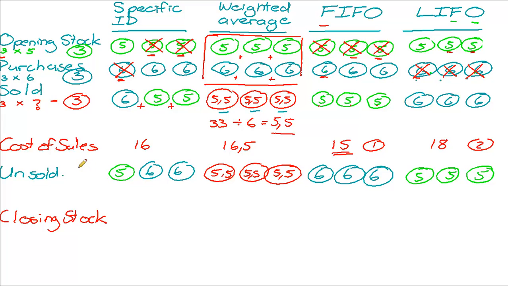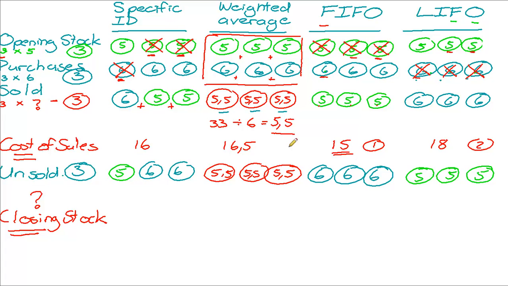Okay, so I've got 3 pies. Now the question again here is, what is the value of these 3 pies? Now the different methods give us different values for closing stock and cost of sales. So let's have a look.